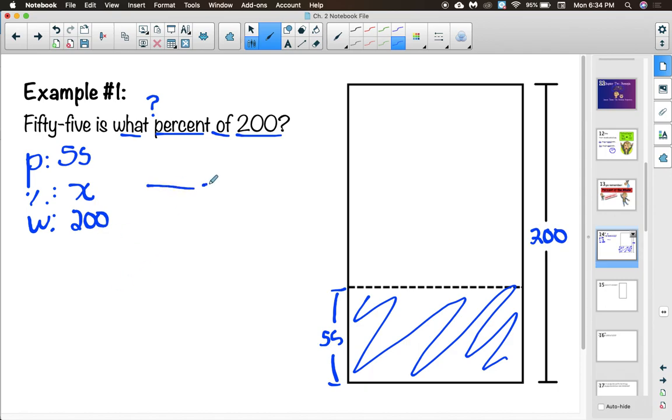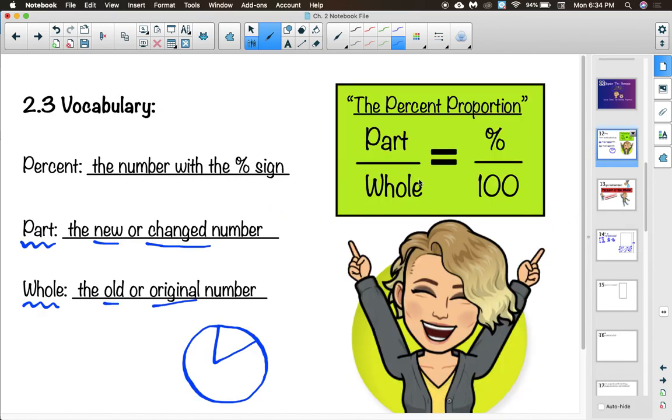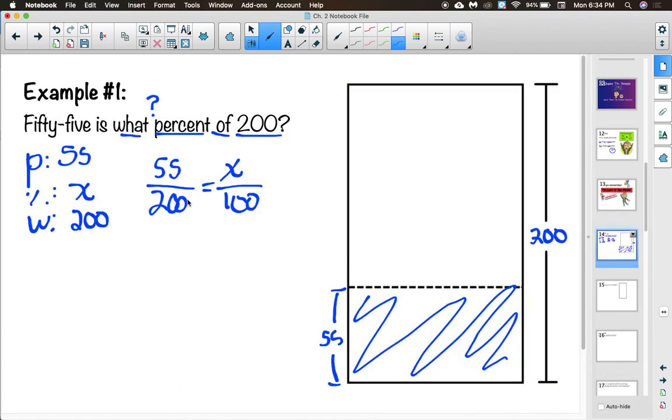So our proportion is part over whole equals percent over 100. And I got that right from the notes on the last slide. Okay, part over whole equals percent over 100. So 55 out of 200 is what percent over 100? And we cross multiply here.